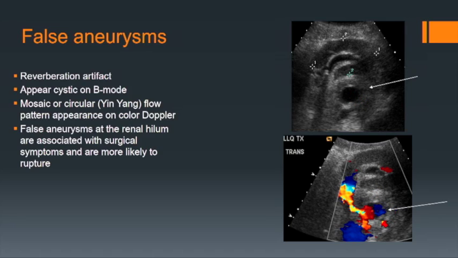This one was a surgical complication, not post-biopsy, and this kind of post-surgical false aneurysm is more likely to rupture because, unlike the false aneurysms that occur inside the kidney as a result of biopsy, there's no renal parenchyma to buffer it.